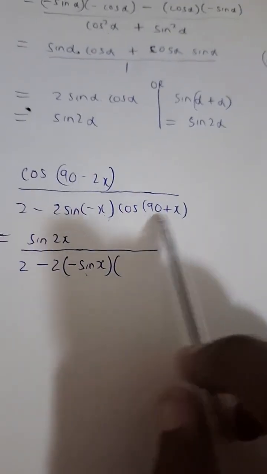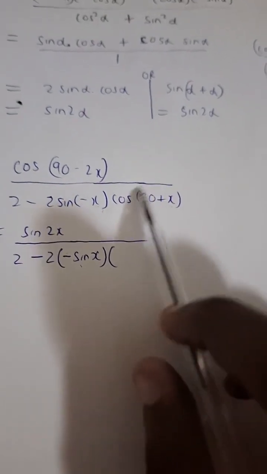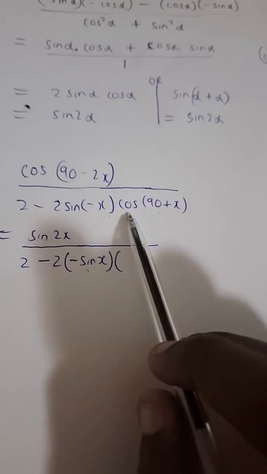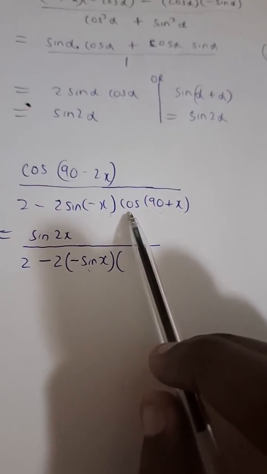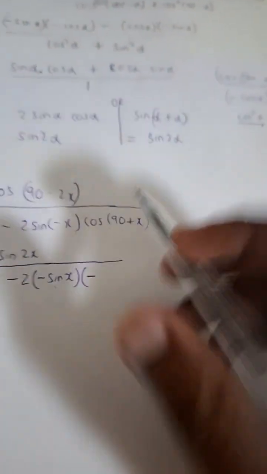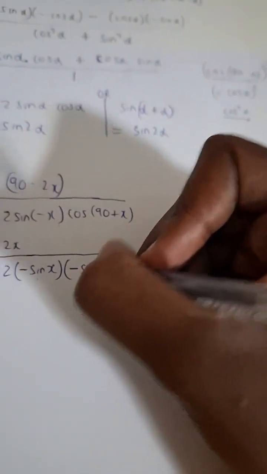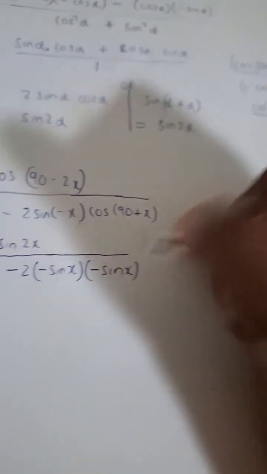Then we're going to evaluate 90 plus x. 90 plus is in which quadrant? It's in the second quadrant. How is cos? Cos is negative. But remember, since it's 90 plus the co-ratio, that means cos changes to sine.